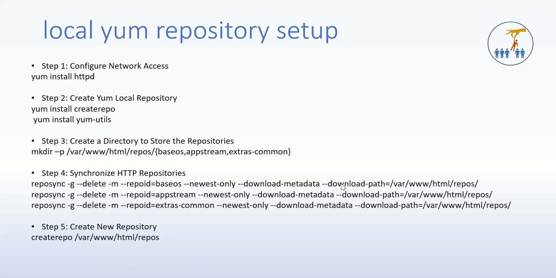When we issue this command, it will connect with the repositories which are there in the internet sites, and then it'll have these packages downloaded. In case it is not there, it'll download those packages into the local system, which is the local YUM repository server. Under these directories, base OS, AppStream, extras common, we can have all the RPM packages directly downloaded from the internet site. For the first time, this will do this job.